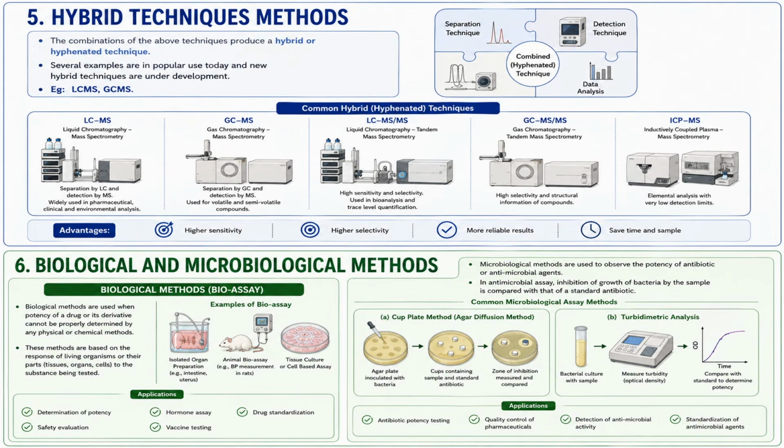The sixth is biological and microbiological methods. Biological methods are used when drugs cannot be properly determined by any physical and chemical methods. These methods are based on the response of living organisms or parts to the substance being tested. Under microbiological, we observe the potency of antibiotic and microbial agents. In the antimicrobial assay, the inhibition of growth of bacteria by the sample is compared to the standard antibiotic.